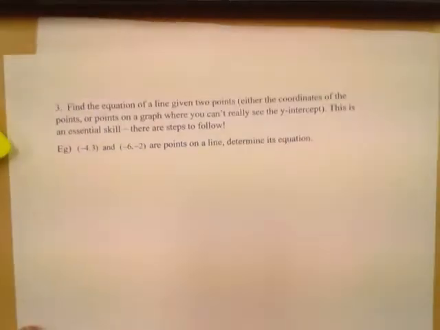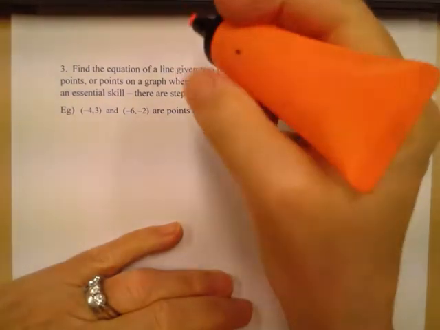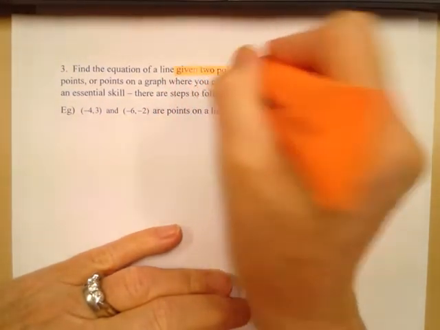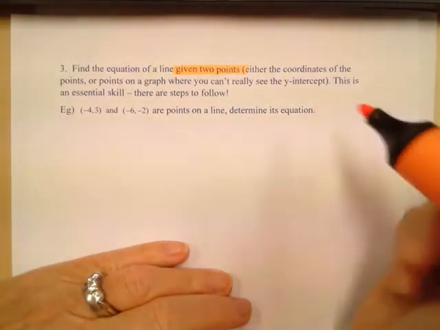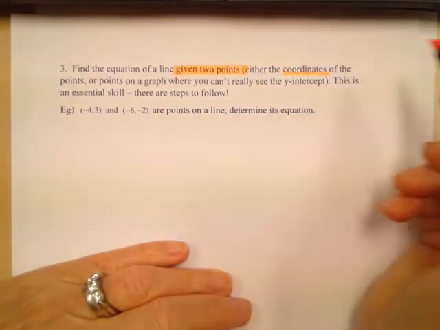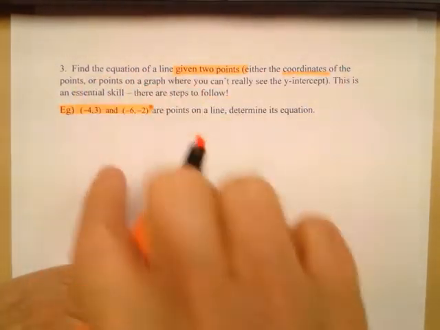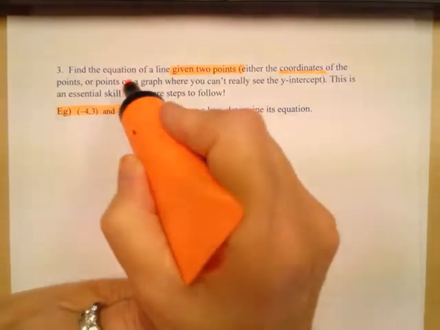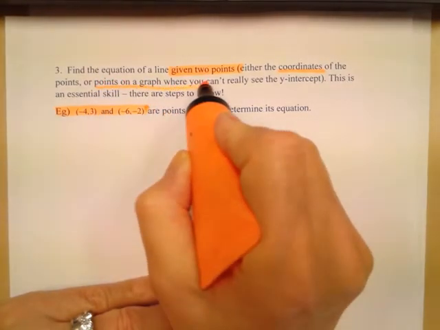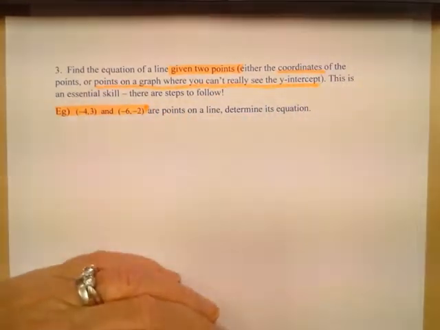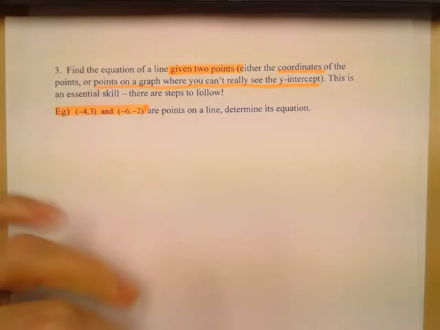Okay, last example is the hardest. So I'm going to be finding the equation of a line given 2 points. Now sometimes these can be coordinates that I'm given, like in this example, I'm given coordinates, so 2 actual points. And sometimes it's like points on a graph that you can see, but you can't see the y-intercept. You can just see the 2 points on the graph like hanging out.